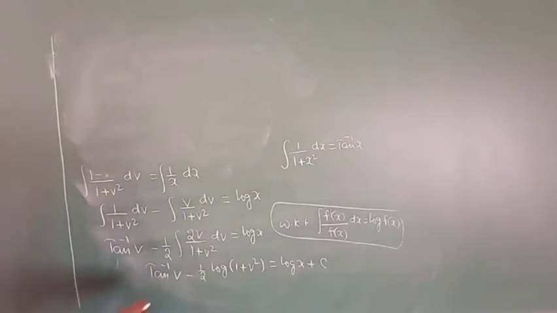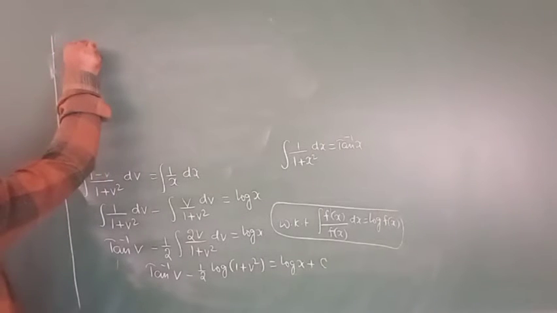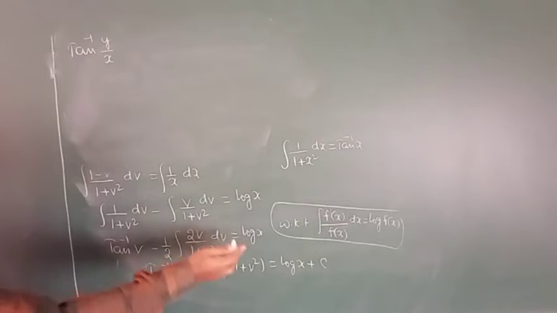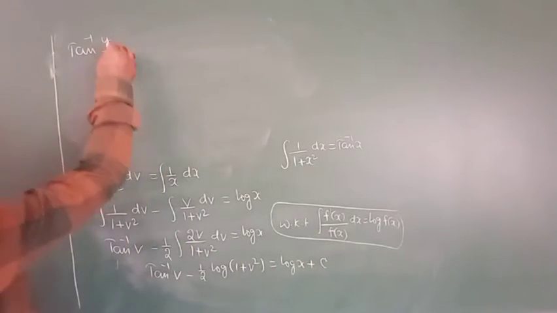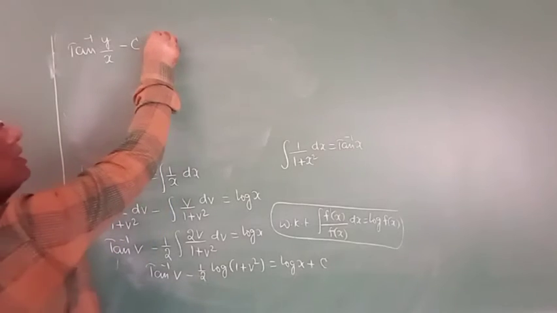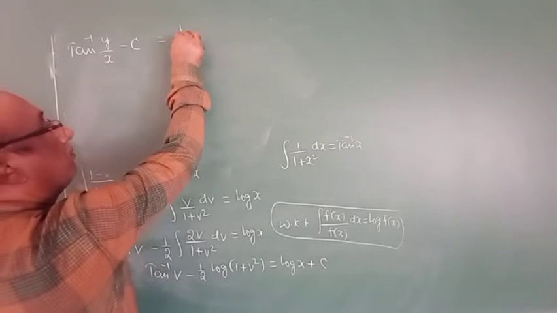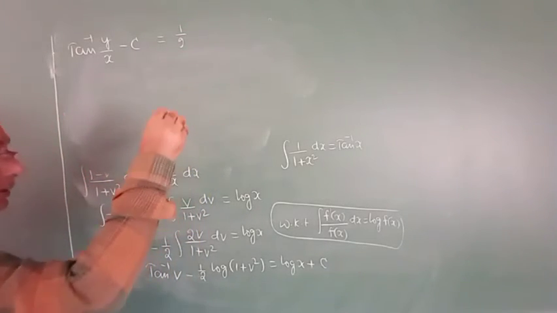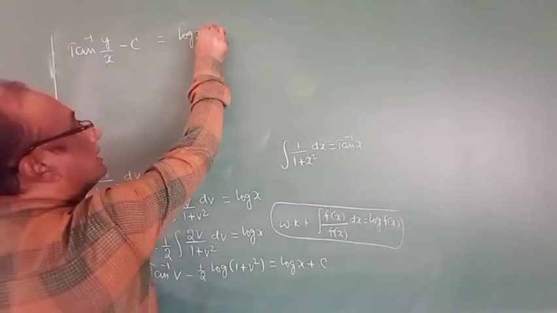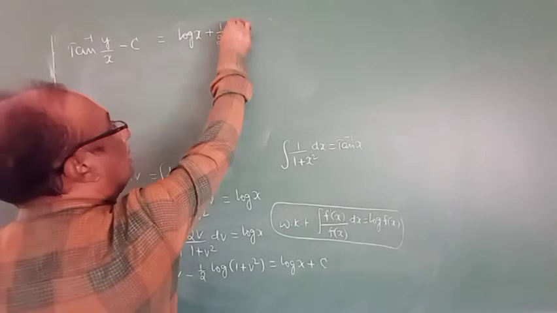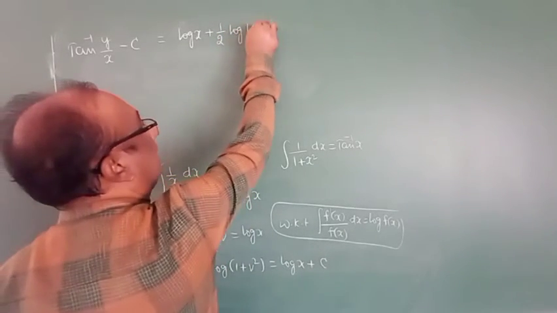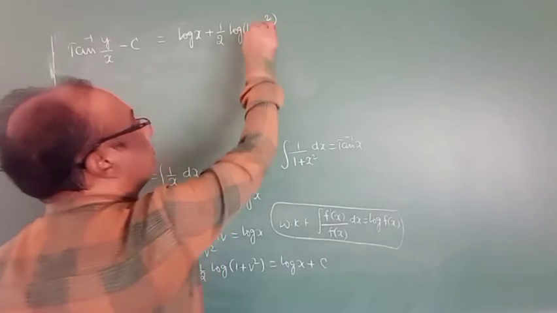V is replaced by y by x, so tan inverse of y by x. Bring the constant c to the left hand side, minus c. Take the logarithmic terms to the right hand side: log x plus 1 by 2 into log of 1 plus v square. Right, simplify everyone.